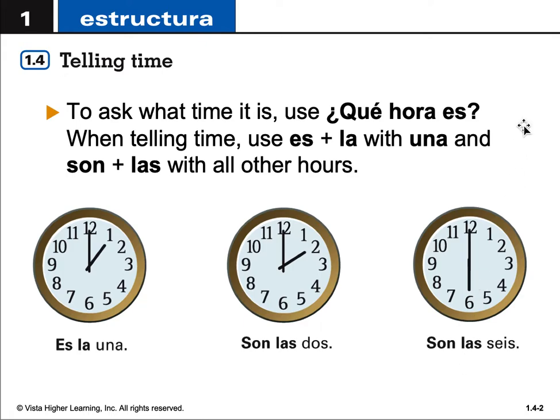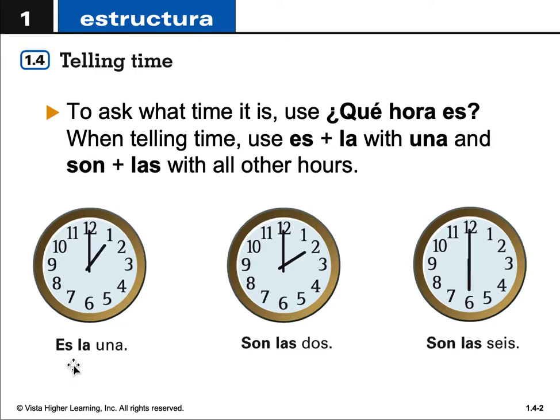So to ask what time it is, ask ¿qué hora es? Literally, this is what hour is it? When telling time, use es la when the hour is 1 o'clock, una, and son las when the hour is any other hour besides 1. That's just the difference between using the singular of 1 hour and the plural of more than 1.